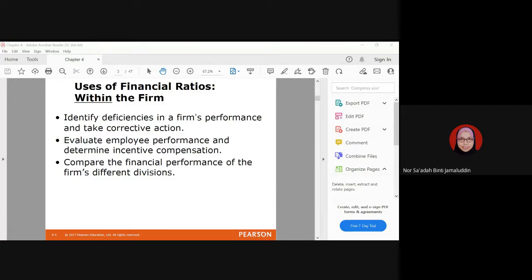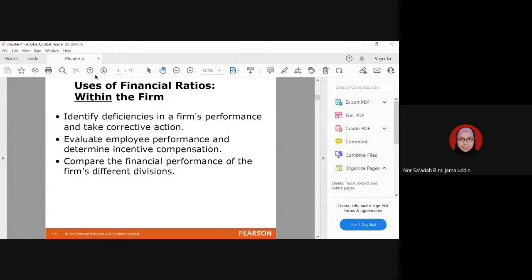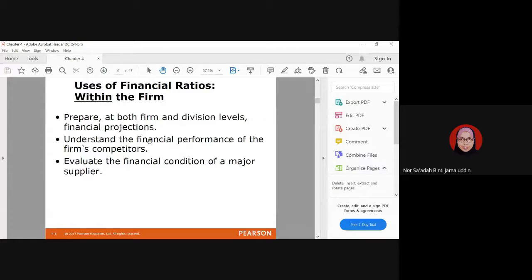So these ratios are able to compare the financial performance between the different divisions in our firm, right? Alright, this is the other side of the uses of financial ratios within the firm. Prepare both firm and division level financial projections.